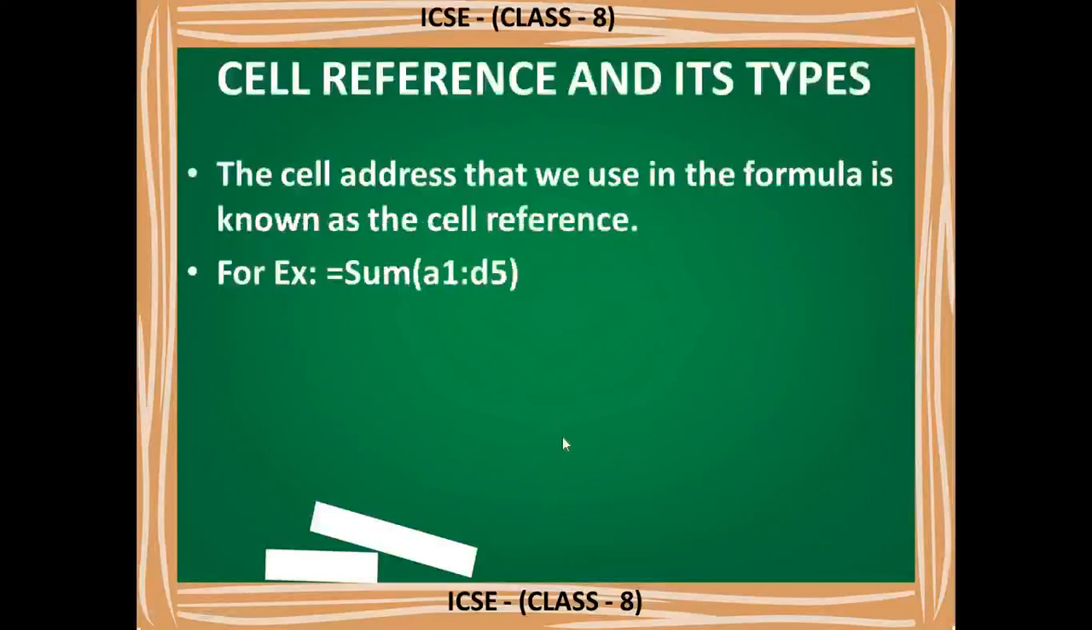The cell address that we use in the formula is known as the cell reference. First, cell reference means what? Try to understand the address we are using in a formula. That address is called a reference. So one more name for address is reference. For example, in a round bracket A1 to D5. So A1 to D5 is the reference. Got it? Cell reference A1 to D5.